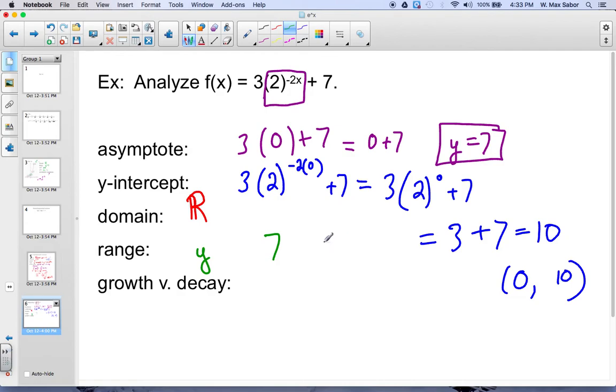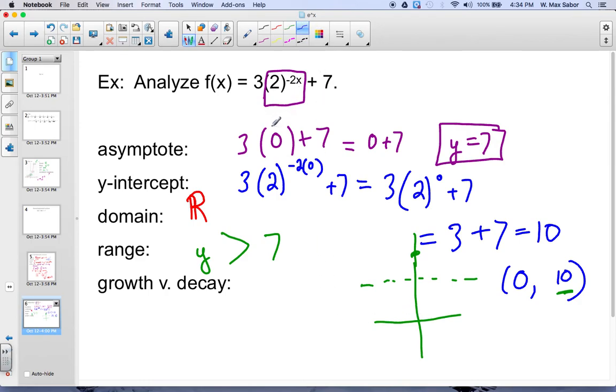How do we tell? Well, there are a number of ways to tell. The easiest one, once we've found the y-intercept, is to say, oh, the y-intercept is bigger than this. So if I were to graph this, we have an asymptote at 7, and one of the points, the y-intercept, is bigger than it. So it's going to have to be y is bigger than 7. If the asymptote were still 7, but we had something like (0, 2), then we'd say y is less than 7.